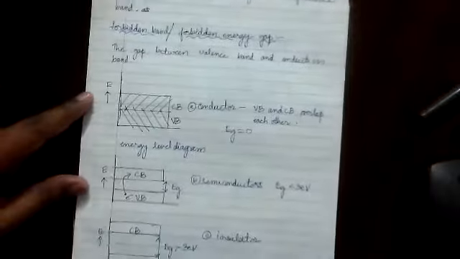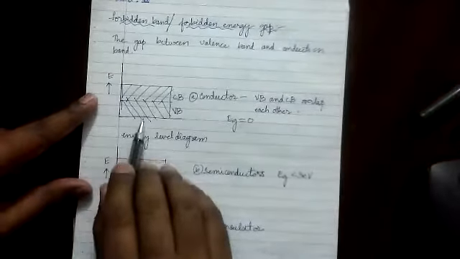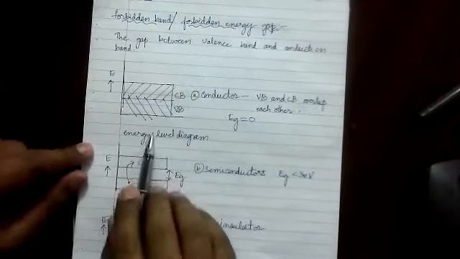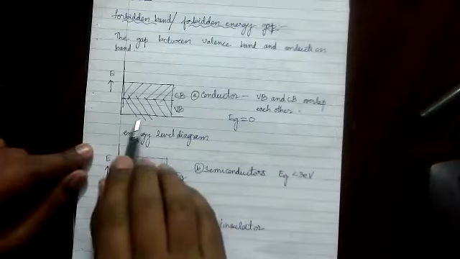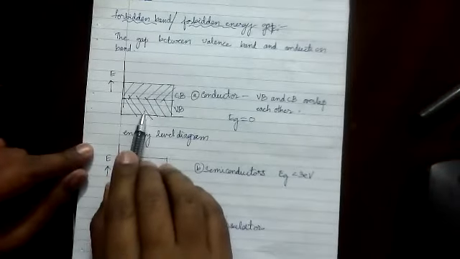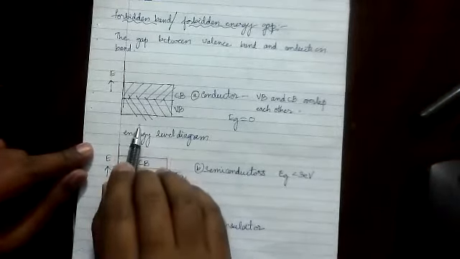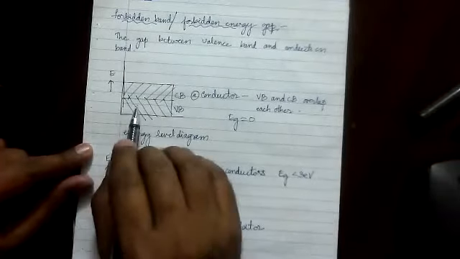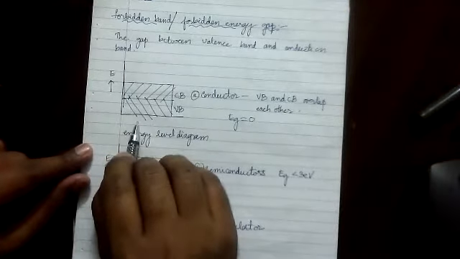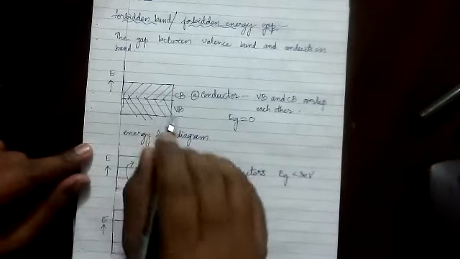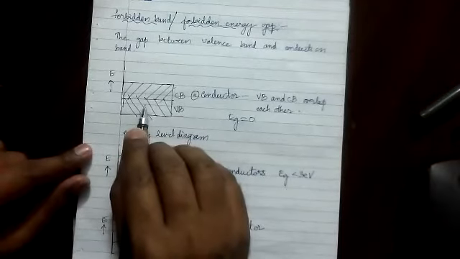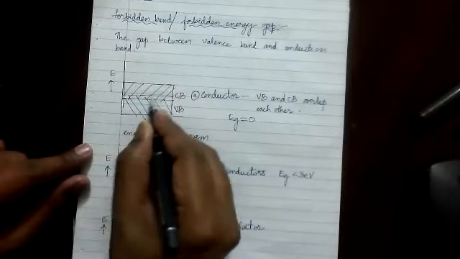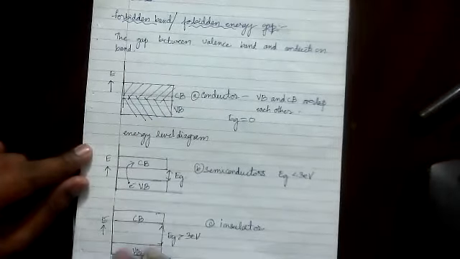Next we have the energy level diagram. This one is for the conductors, where the conduction band and valence band completely overlap. That means no energy is required for the electron to jump from the valence band to the conduction band. You just apply a potential difference and the electrons start flowing, because they overlap each other.